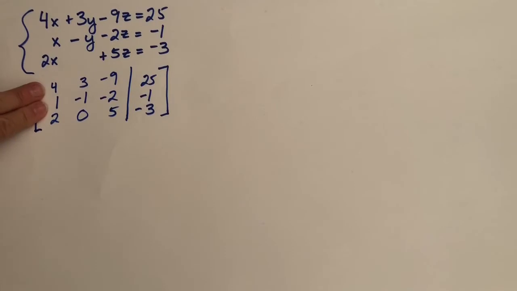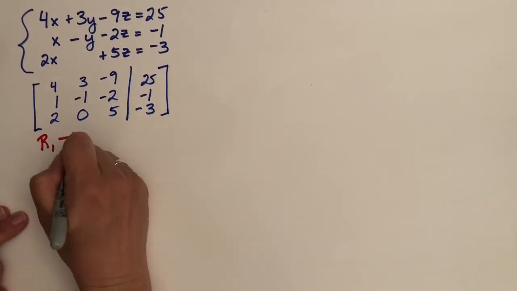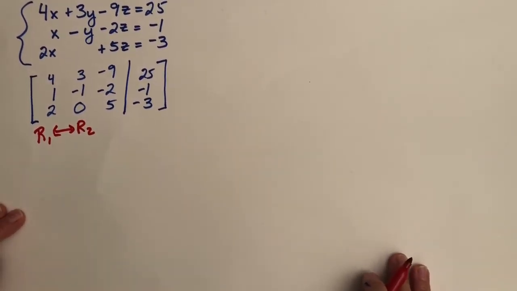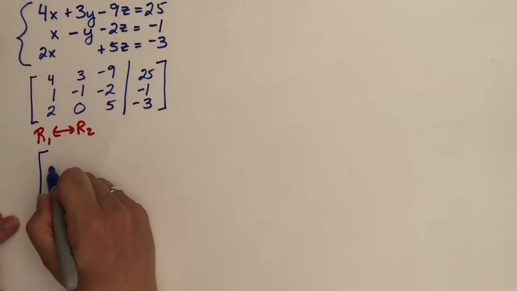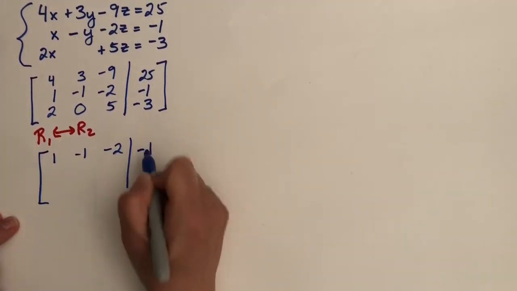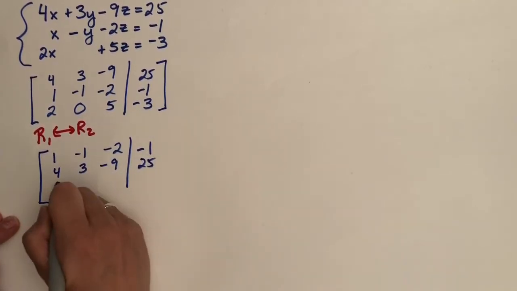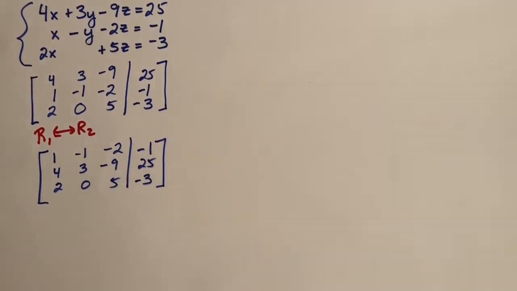I hope you see that switching those two rows will easily give us the 1 as the first entry. So I'm going to write row 1 and row 2 are being switched. So my matrix looks like this. 1, -1, -2, -1. 4, 3, -9, and 25. And 2, 0, 5, and -3. So the first entry is taken care of. We have a 1 right here.